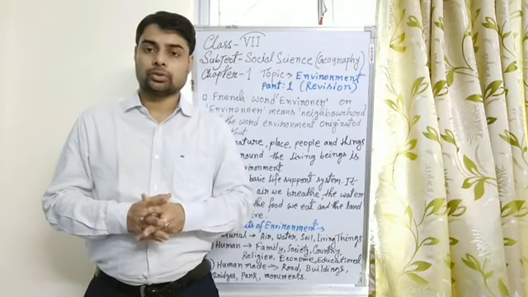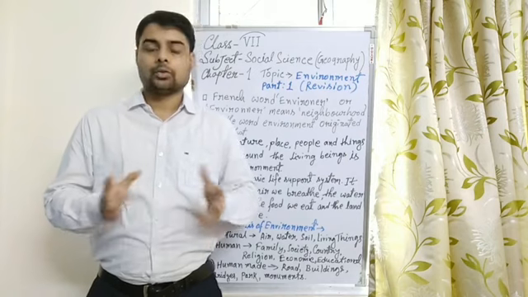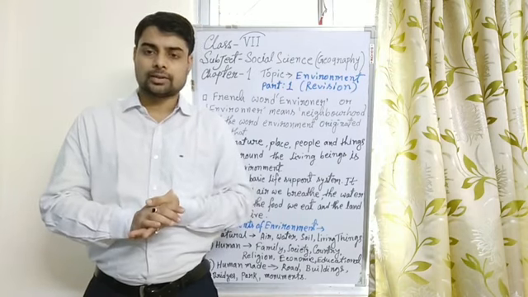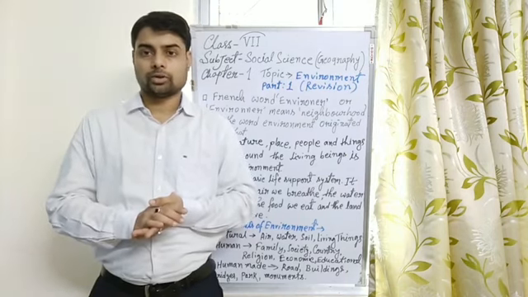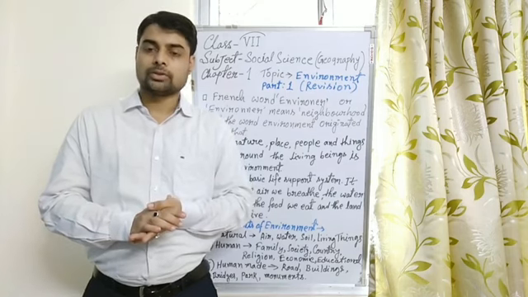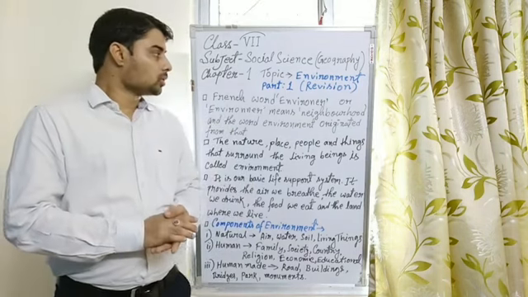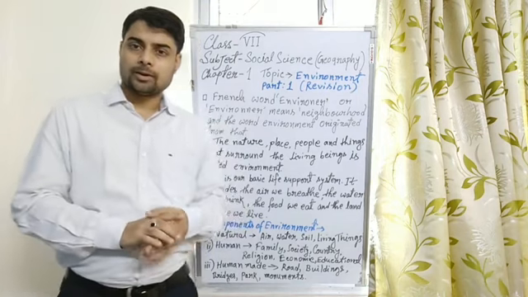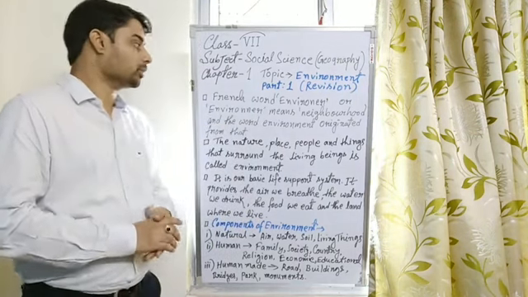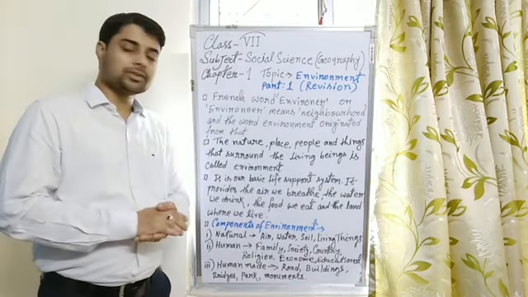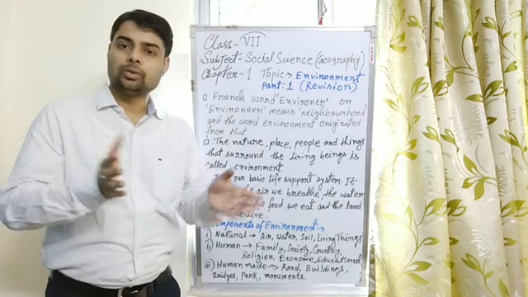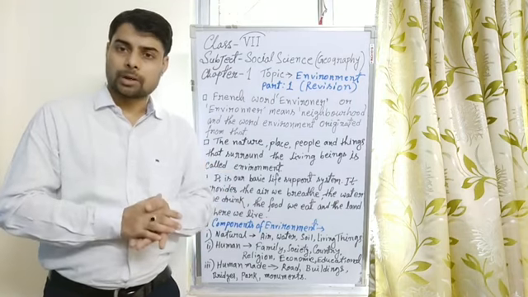Today I am back with your social science geography class, and today I am going to revise chapter 1 from your geography book, and the name of the chapter is Our Environment. So let's start the first part of our environment. First, in your book there is a story. From this story you can easily understand what environment is.